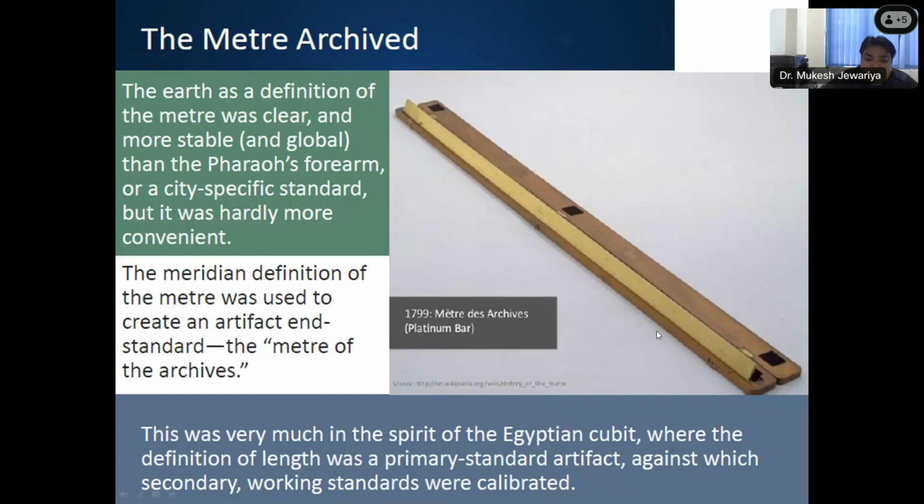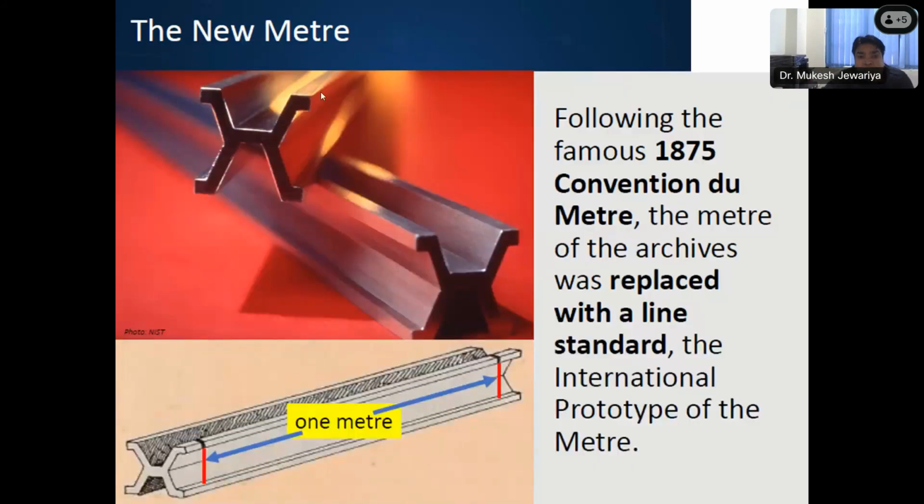And this was very much in the spirit of the Egyptian cubit, because it is the same as the Egyptian, but the Egyptian cubit is based on the Pharaoh's forearm. The forearm will change, but this is based on the earth's perimeter, so it's not changed. Okay, where the definition length was a primary standard artifact against which the secondary working standard was calibrated. So based on this, in 1875, from 1791 to 1875, it took 100 years again for them to define the meter, to make 1 meter.